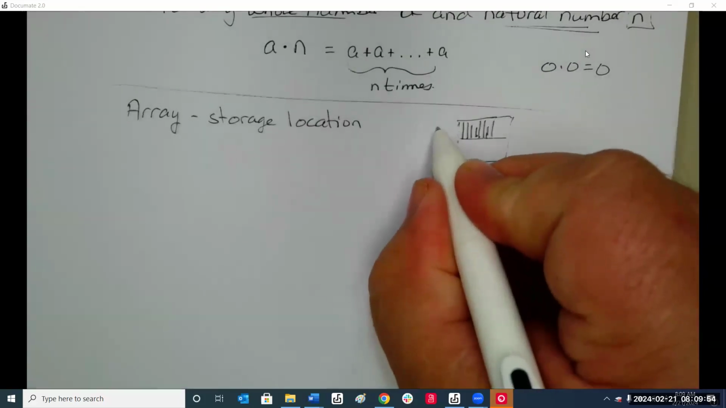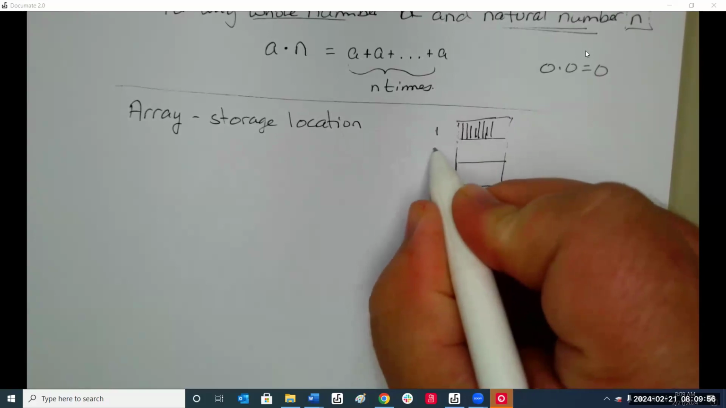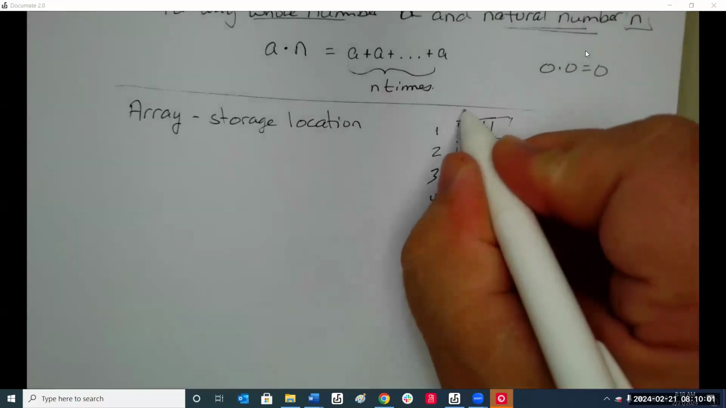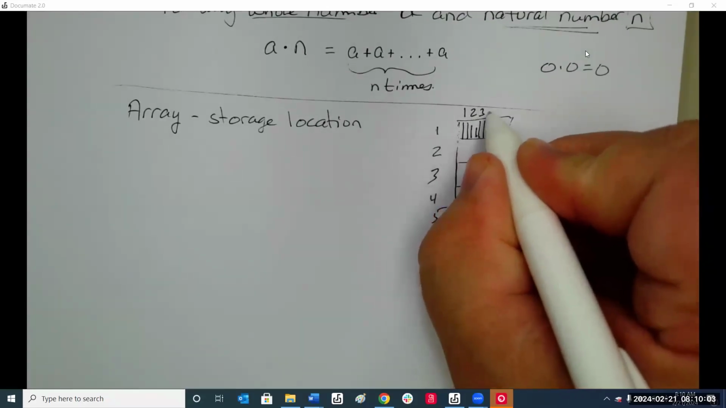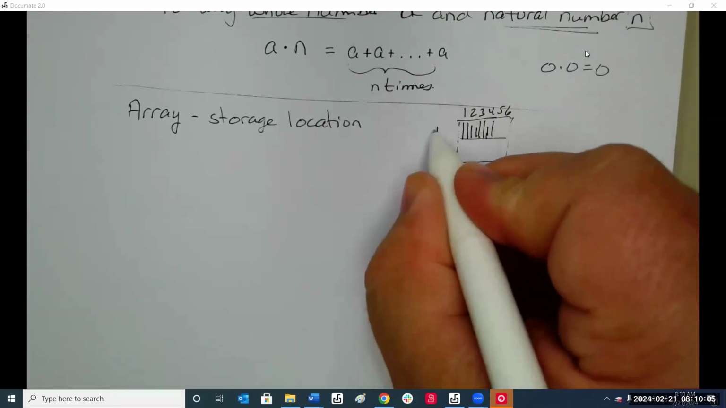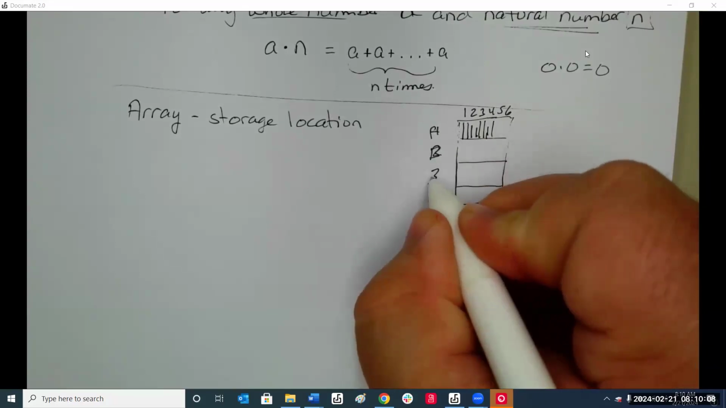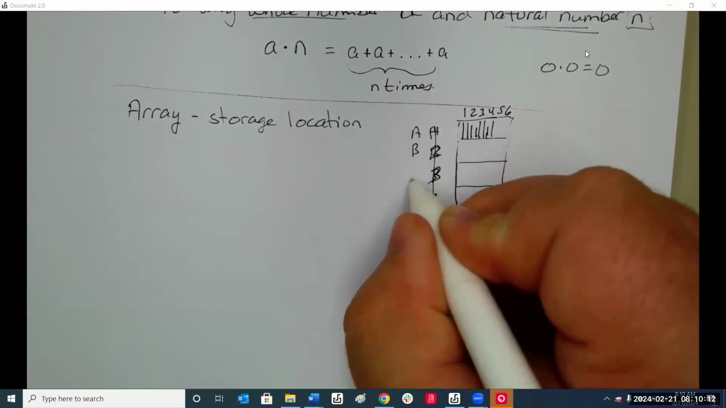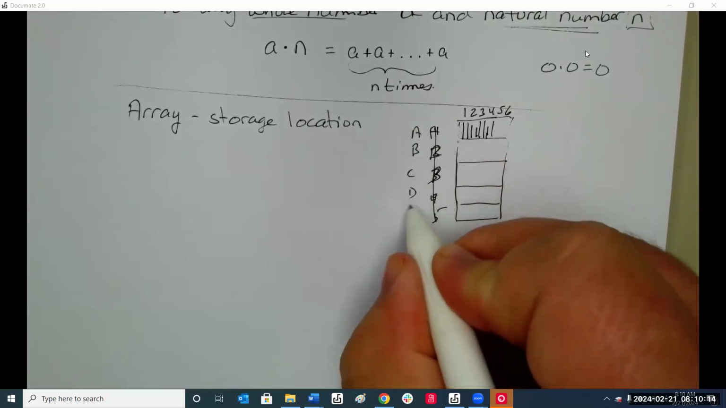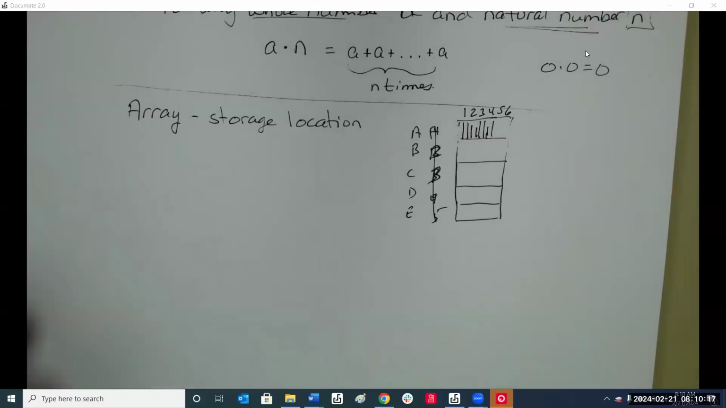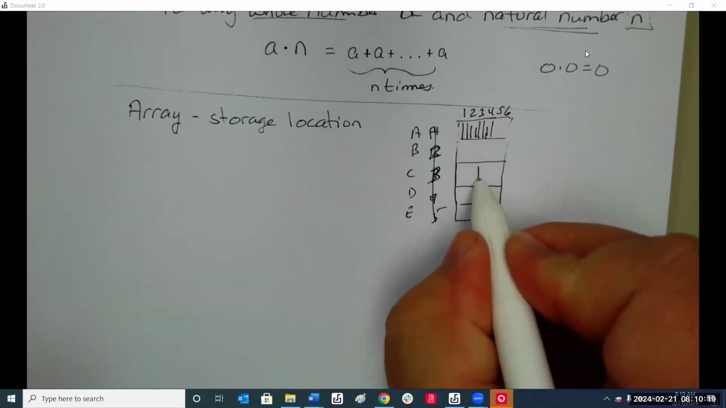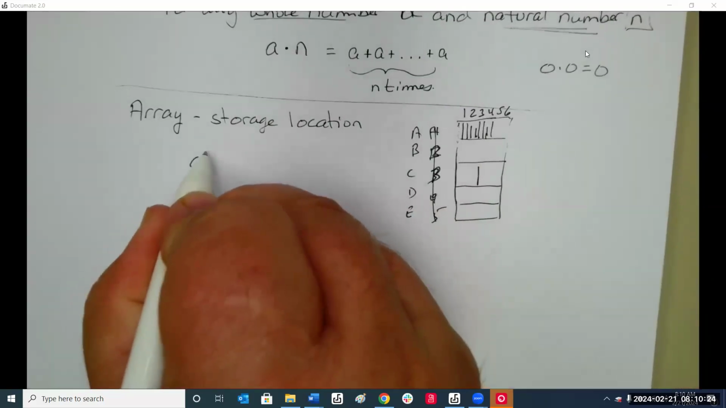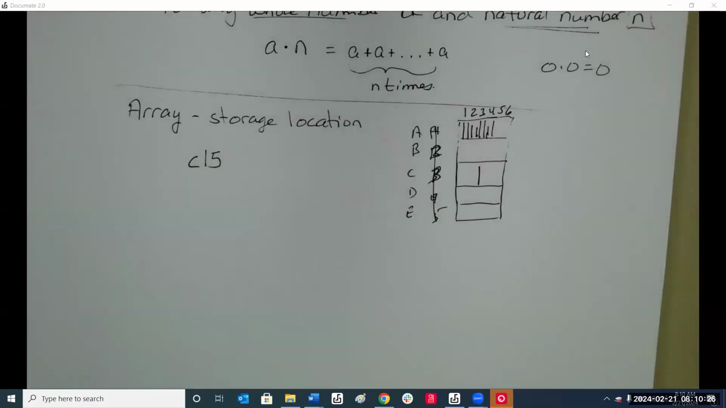Typically, what people do is they start storing books on the top left and keep on going. So this is the first row. This is second row, third row, fourth row, fifth row. And these are the locations. So let's give these letters, make it easier for us. So this is A, B, C, D, E. If I wanted to know what this book is, then I would go, what is C15? What do you think that means?